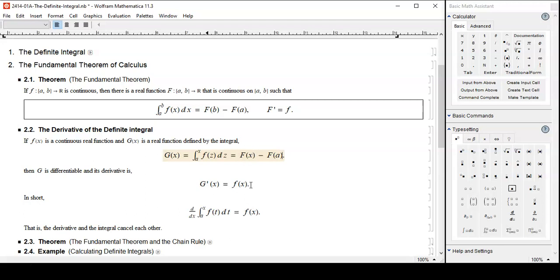What I want is the derivative. So from here, let's take the derivative. What is the derivative? Derivative of capital F of x, f prime of x, and then derivative of capital F of a. Is that it? Is that it? No, something's wrong.